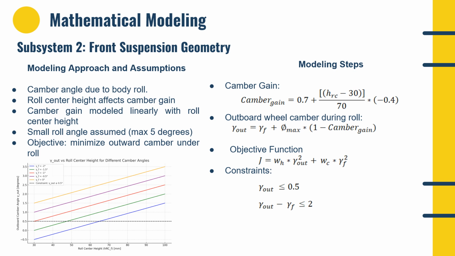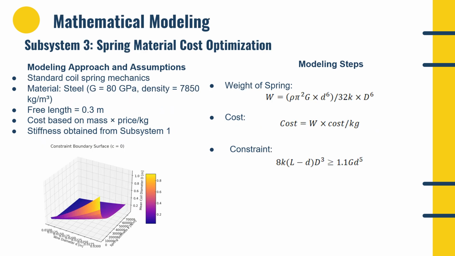Now moving to the third subsystem, the spring cost optimization, where we use the stiffness value from this setup. This system focuses on minimizing the cost of a coil spring based on its geometry and stiffness. We use standard spring mechanics with material properties for steel. The stiffness value comes from subsystem 1. We used an equation for spring weight and a non-linear constraint to ensure manufacturability. This 3D plot shows the feasible region for spring design based on wire diameter, coil diameter, and stiffness.